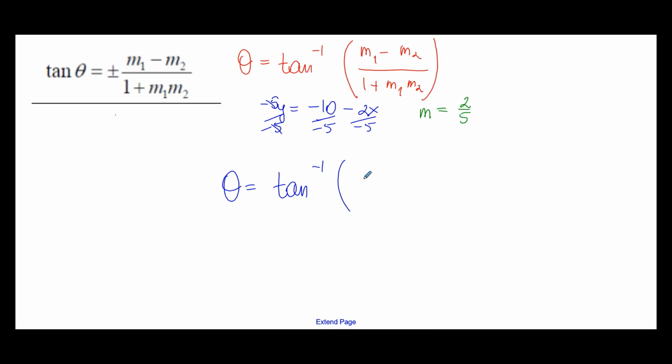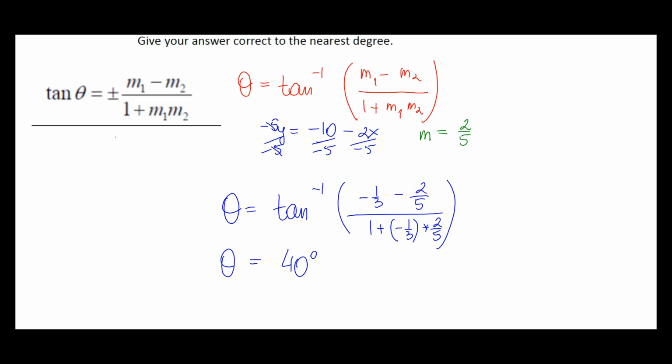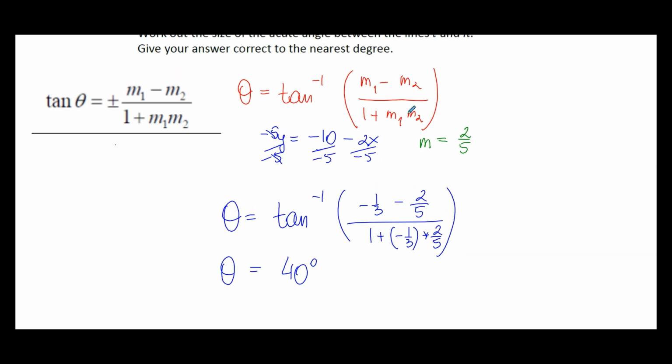It doesn't matter which of them you take first, which of them you take second. It will work. 1 plus and then -1/3 multiplied by 2/5. Don't forget to put your calculator in degrees, and we put that in the calculator to the nearest degree, and we are getting 40. Now, in case you do them the other way around, you may get a value of -40, but the angle is 40. It doesn't matter which way you're going to use.